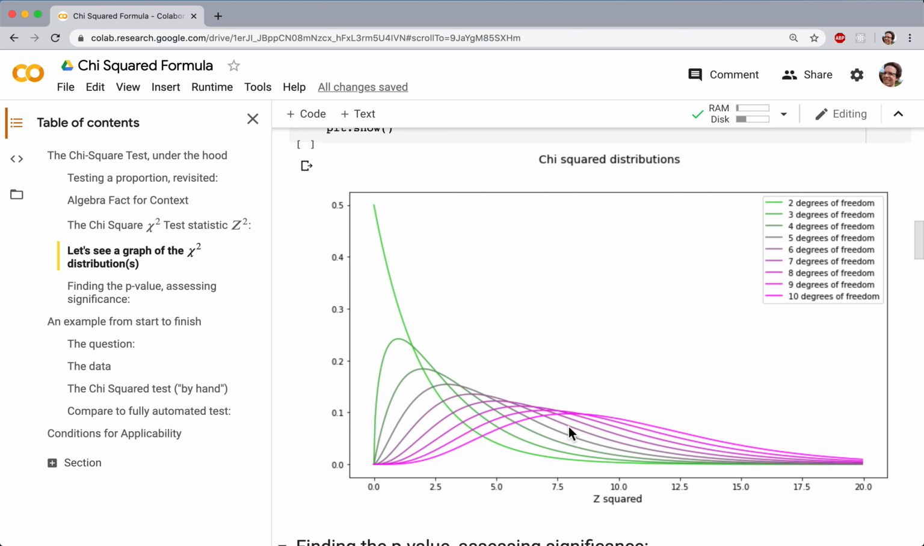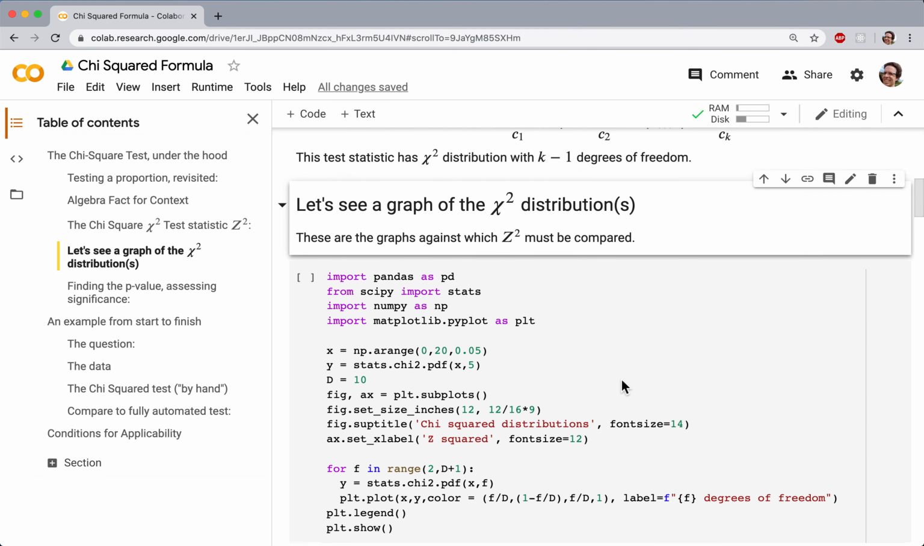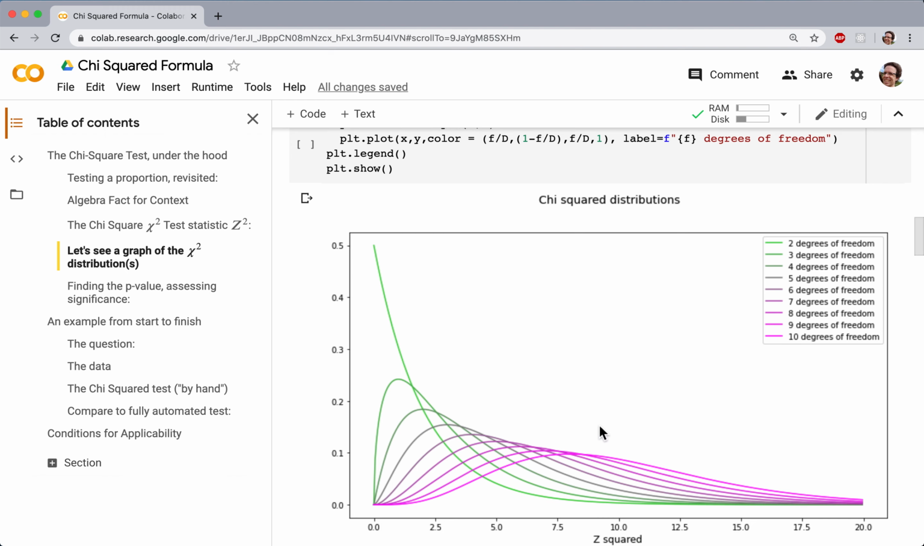This is not the normal curve. These are chi-squared distributions, not the normal distributions. And so we mustn't get confused. We have to compare the test statistic that we have now, which is calculated as z-squared, to the appropriate distribution for that test statistic, which is this chi-squared distribution.